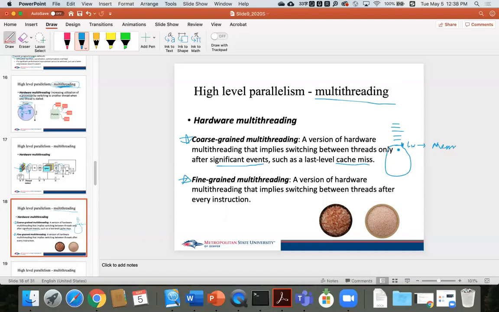And that will take you a lot of time, right? So you do not want to waste that time, and you could switch to another thread and then come back later again, right? So this is called coarse-grained multi-threading.